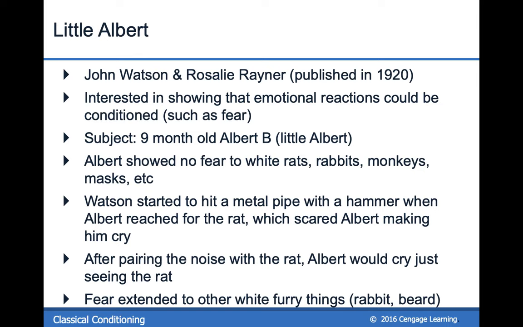But then Watson got a big metal pipe and a hammer, and every time Little Albert reached for the rat, he would hit the metal pipe with the hammer really loudly, which would scare Albert and make him cry. After several pairings of the noise with the rat, Albert would cry just seeing the rat, and he would no longer approach it. He was terrified of this little white rat, and he extended it to other white furry things. So if he was afraid of the white rat, he was also afraid of the white rabbit, white stuffed animals, white beards. He was just terrified.